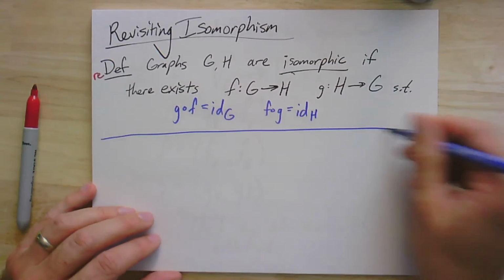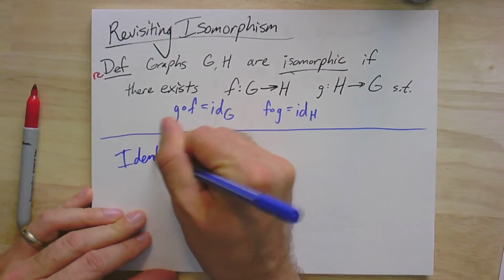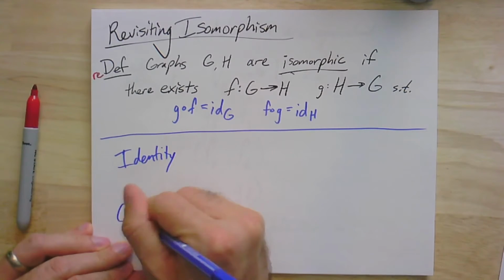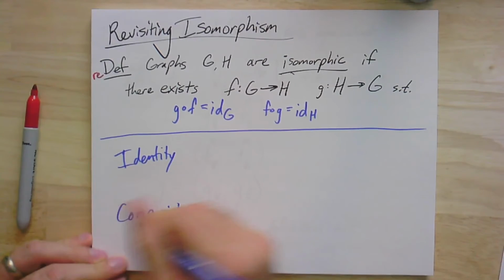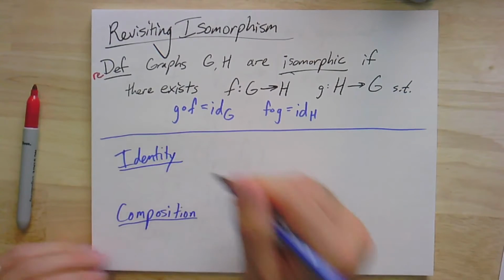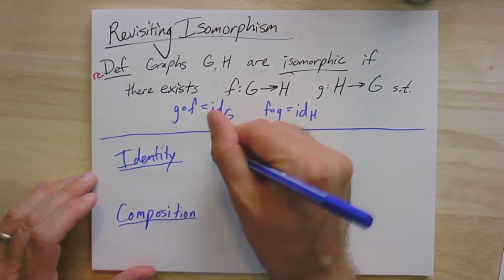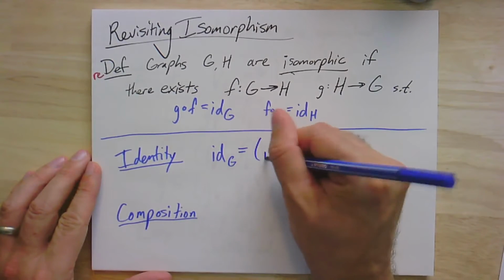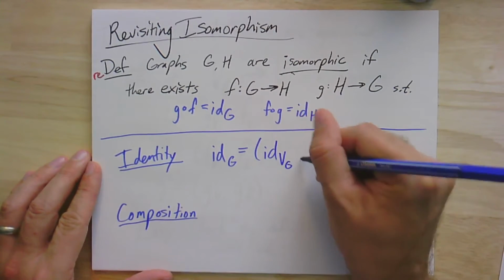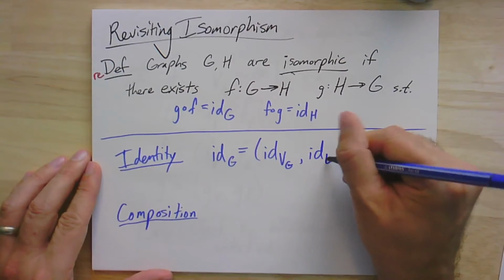But in order to make this statement, we need to say what we mean by identity and what we mean by composition. Right? These are things that we defined for functions, but we can define them just as well for homomorphisms. Right? So the identity homomorphism on a graph is just the identity function on its vertex set and the identity function on its edge set.